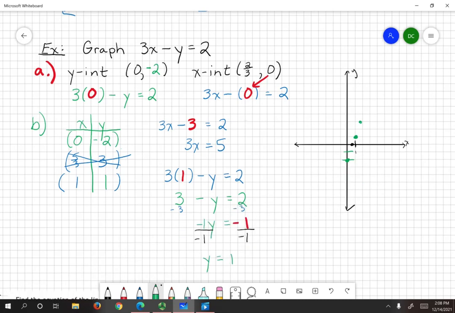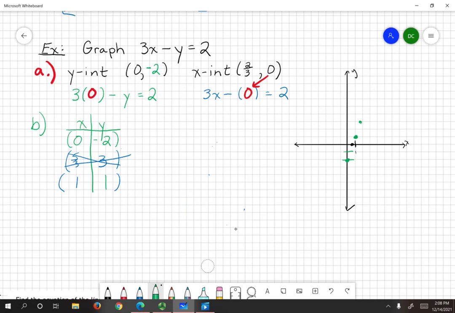Let's do the third method, which is y equals mx plus b. All right, so I'm going to start with my original equation, which is 3x minus y equals 2. Okay, I'm going to put my line of equality here. I am going to subtract 3x from both sides.